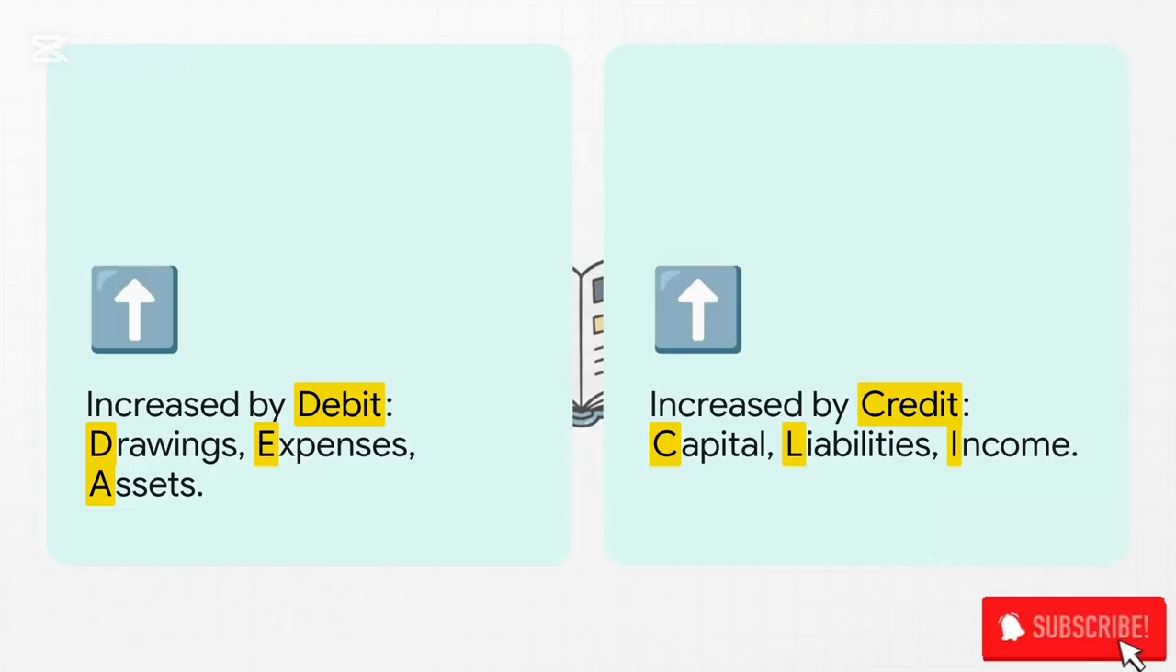So what's the secret behind this DEAD CLIC thing? It's actually genius. DEAD tells you which accounts go up with a debit: drawings, expenses, and assets. CLIC tells you which accounts go up with a credit: capital, liabilities, and income, or revenue. And here's the magic. Every single transaction has both a debit and a credit, which means the books are always in balance. It's a really beautiful, simple, and powerful system.